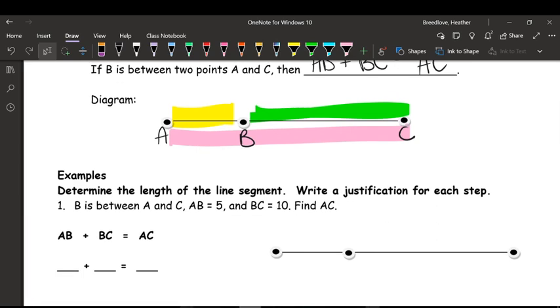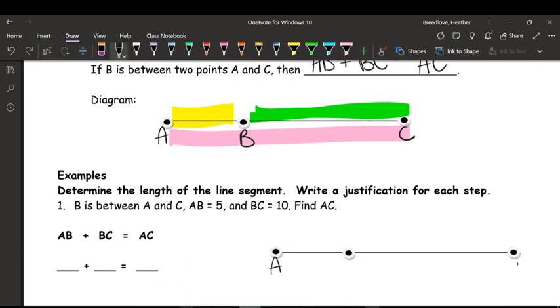Okay, so we're going to determine the length of a line segment. Write the justification for each step. B is between A and C. All right, so I like to stop right there. He gave me something, sketch it out in geometry. Best way to start any problem is to make a quick sketch. Your artistry does not matter. If you don't have strong artistic abilities, it's okay. We can all sketch a straight line and put some dots on it. And if not, you're probably the only one that's going to see it, maybe me. And I won't judge. All right, so B is between A and C.